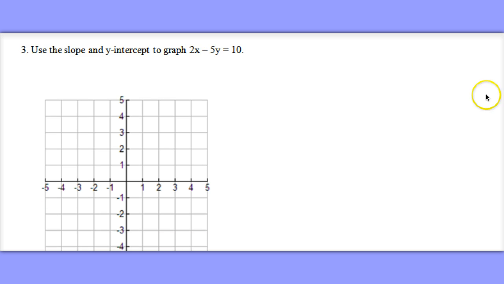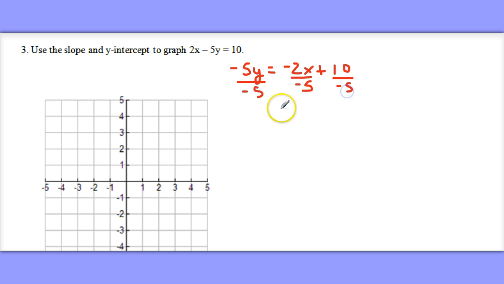Here we're going to graph this line using the slope and y-intercept, but notice it's not in slope-intercept form. We need to actually solve for y. We need to get y by itself. So to get y by itself, I'm going to begin by subtracting 2x from both sides. And you might say, okay, well, y is by itself. Well, not quite. There's a -5 in front of the y, so we need to get rid of that -5 that's being multiplied by the y. And we're going to do that by dividing everything by -5. And make sure you don't just divide the x part here by -5, but also divide the 10 by -5.